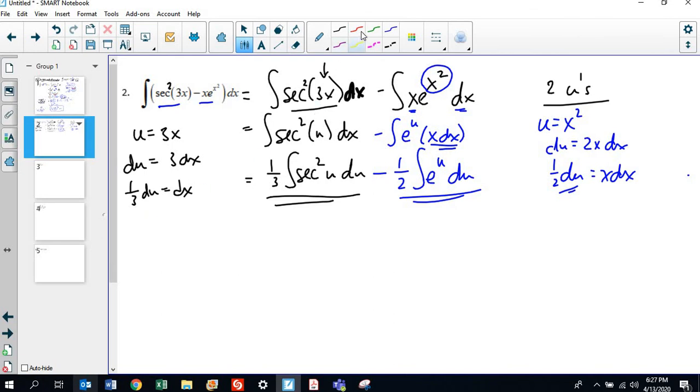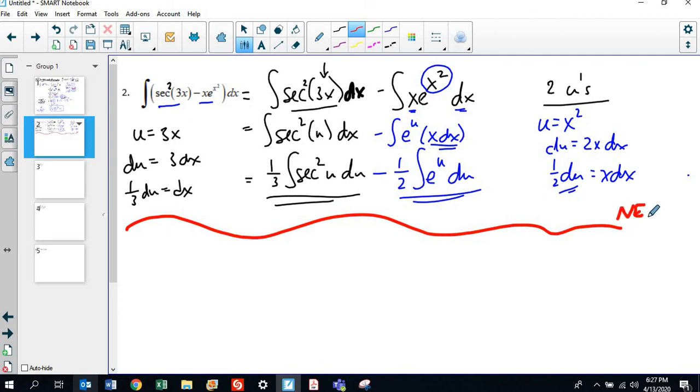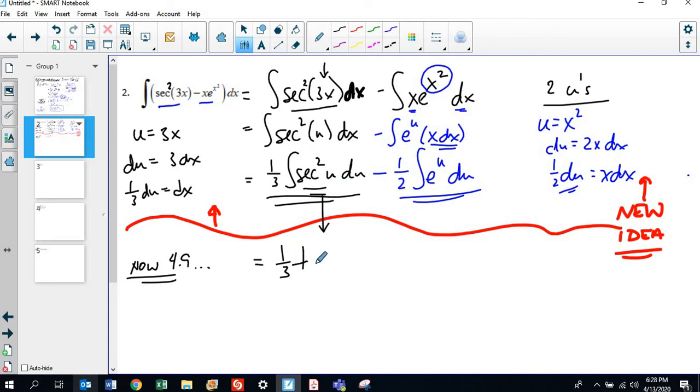I'm going to draw a red line here to represent that I'm done substituting. This is the new idea, the u substitution, the change of variables idea. Everything up here is the new idea. If you have any problems from now on, this is not the new stuff. We're going to do 4.9 stuff now. What's the antiderivative rule for secant squared? The antiderivative of secant squared is tangent u. What's the antiderivative of e to the u? e to the u, right?